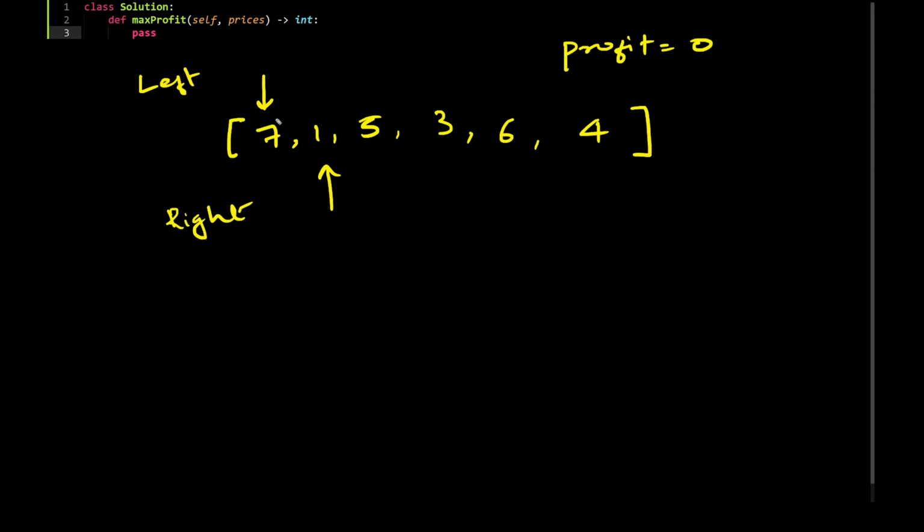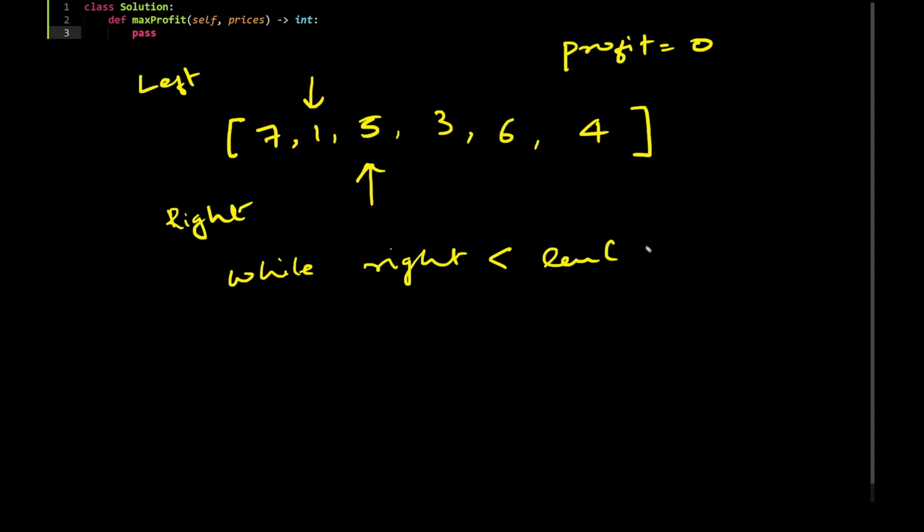So whenever the left pointer's value is greater than the right pointer's value, we will update both the pointers, like we will increment both the pointers by 1. In this case, the right pointer is incremented to over here, and the left pointer is incremented to this position over here. This right pointer will traverse until the end of the array. So I will have a loop which says something like, while the right pointer is less than the length of the prices.